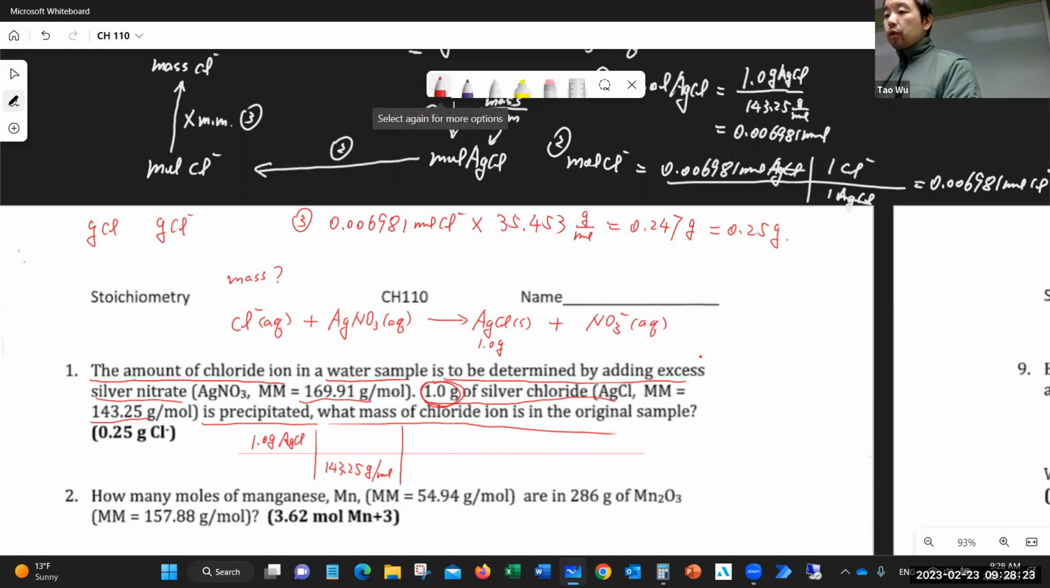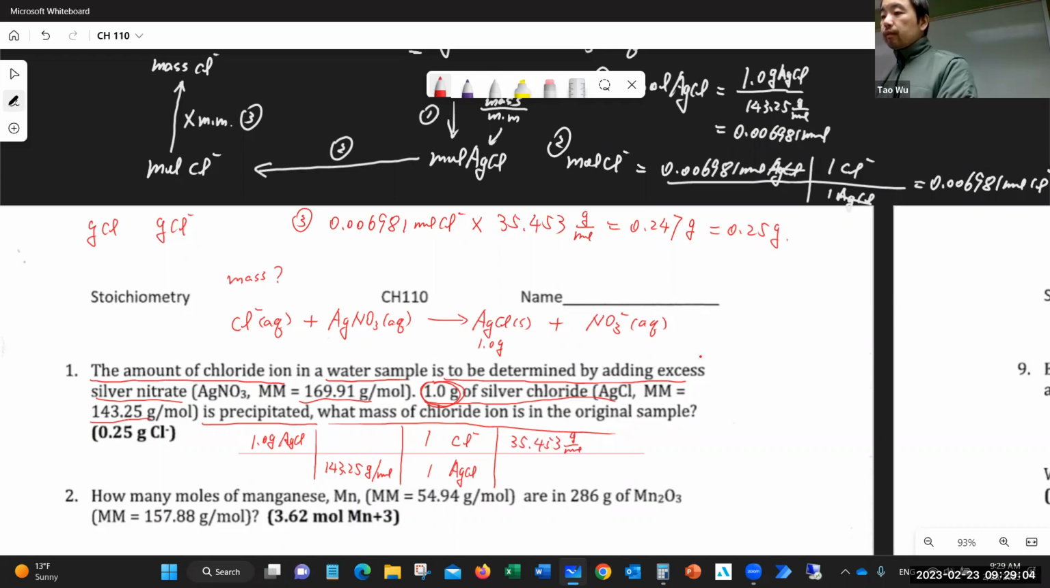Once you're done with this, you go to the next step. You're doing stoichiometry. So here is silver chloride, so we're going to cancel the silver chloride. And what do we need to get? We need to get the chloride. If you look at the coefficient, that is a 1-to-1 ratio, so one silver chloride gives one chloride. This is the second step, the stoichiometry part. After that, you're going to have moles, and you multiply by the molar mass of the chloride, which is 35.453 gram per mole. This is also fine.